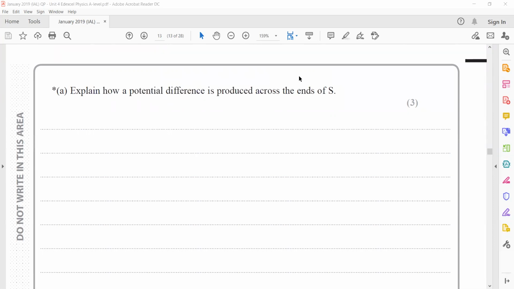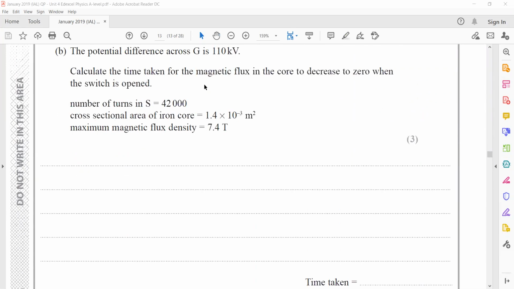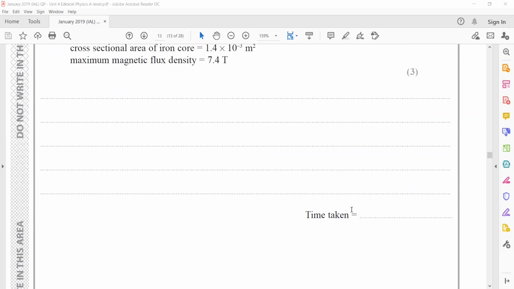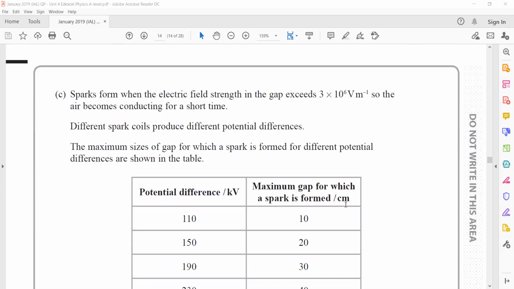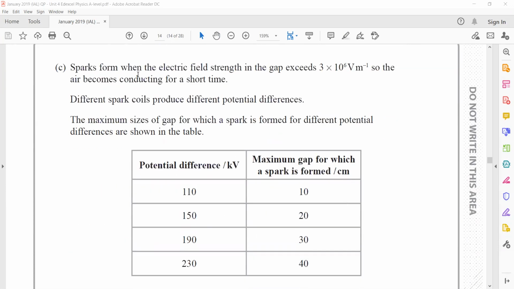How is the potential difference produced? This is related to magnetism: there's a change in magnetic field, and due to the change in magnetic field there's an induced EMF that results in the production of a high EMF in S. These are the magnetism formulas you will use to get the time taken. Now, the spark forms when the electric field strength in the gap exceeds 3 × 10^6 volts per meter. If this is the value of the electric field between the two metal rods, then we'll see the spark, so the air becomes conducting for a short time.